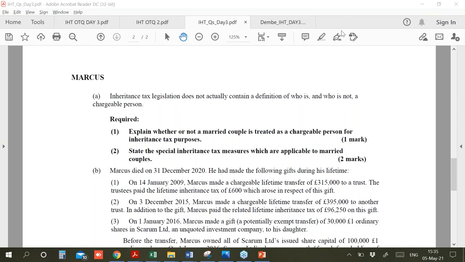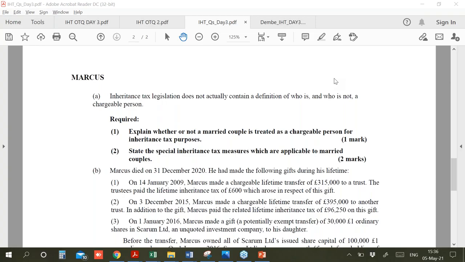Now, state the special inheritance tax provisions which are applicable to married couples that we are well aware of. What are the special provisions, guys? Yes, Gitin. The first is that they are treated as exempt for inheritance tax purposes. That is the first provision. You're right.